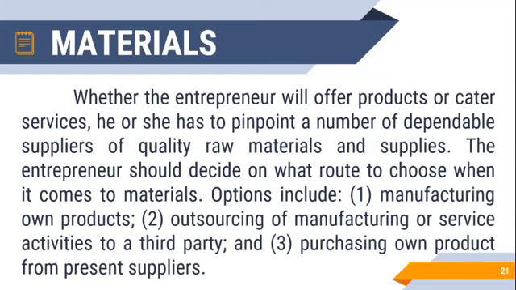So the entrepreneur should decide on what route to choose when it comes to materials. So the options may include the following. You can manufacture your own products. You can also outsource the manufacturing or service activities to a third party. So kumbaga may supplier po tayo ng ating raw materials, and purchasing own product from present suppliers. So we have to identify kung paano po ba natin ma-acquire yung materials natin. Ayan, so that is all about our operations plan.